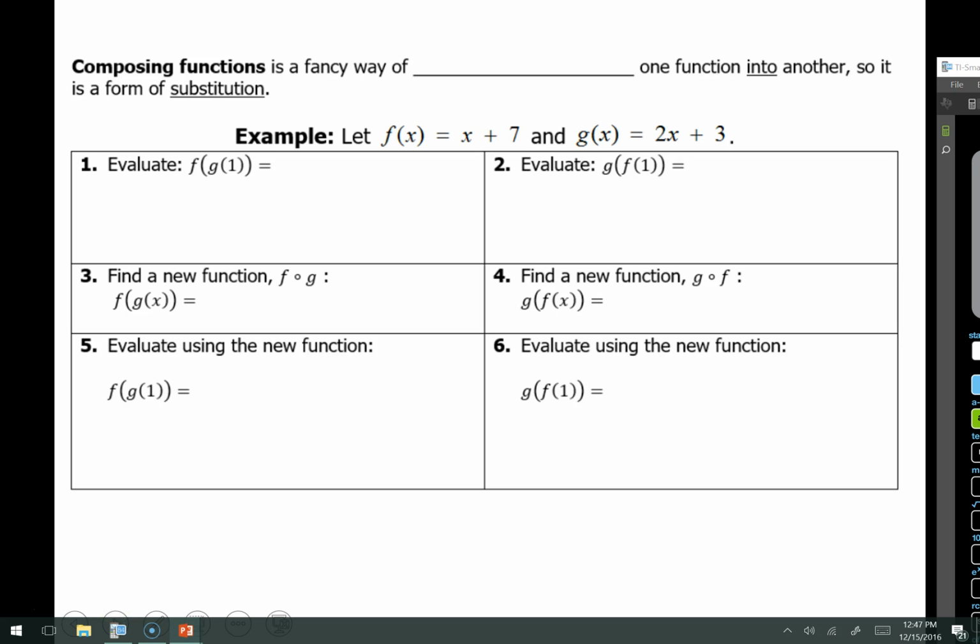Okay, so when I say function composition or composing functions, it's really just a fancy way of saying that we are going to embed one function into another function. So really it's a form of substitution, a fancy form of substitution. So let's say that you have these two functions. We have f of x and we have g of x.